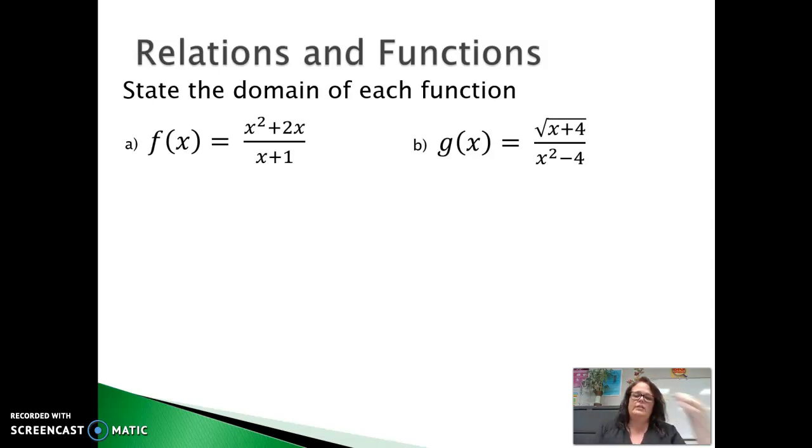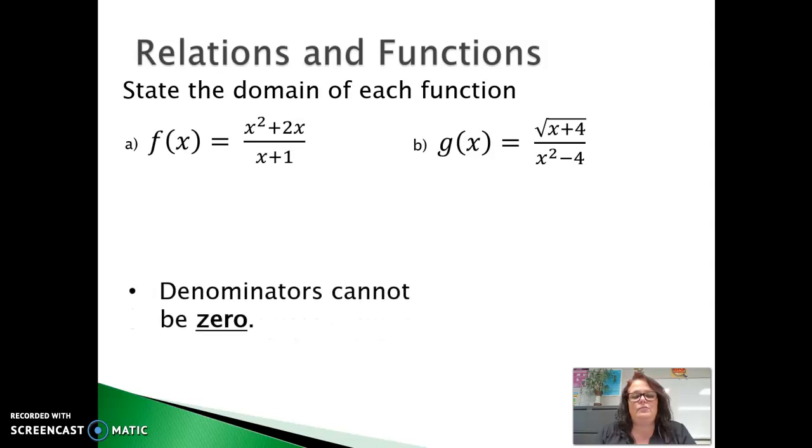What we're really trying to do is eliminate things that cause problems. If we look at that first problem, what would be something that would cause an issue? Take a moment to look at that, pause the video if you want to. An issue with a fraction is that we can never divide by 0, so denominators can't be 0. So for this function to exist, that means that x plus 1 cannot be equal to 0, or x is not equal to negative 1.